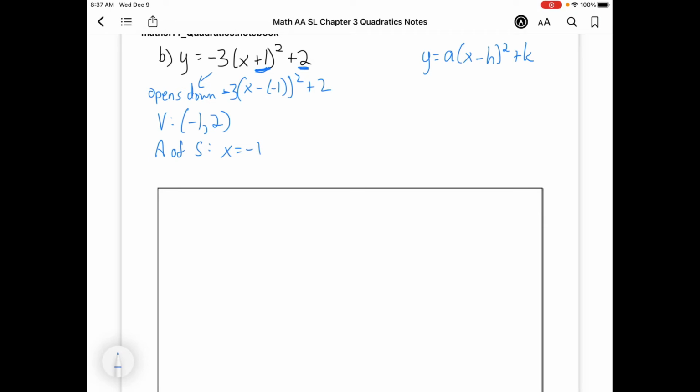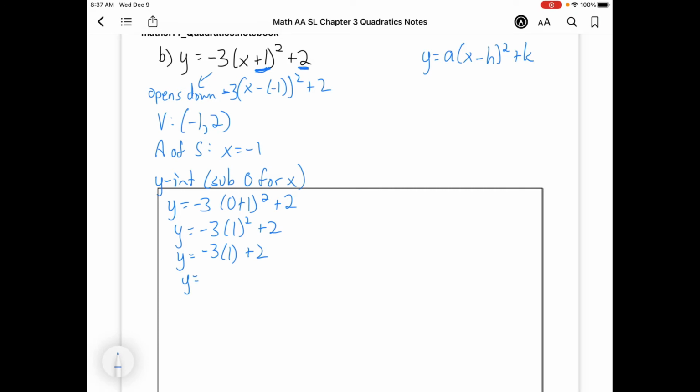And we can find the y-intercept fairly easily. For the y-intercept, sub 0 for x. Okay, and we'll, again, do it carefully. So that would be negative 3 times (0 plus 1) all squared, plus 2. Careful about order of operations here. So that's 1 squared plus 2. 1 squared is just 1, plus 2. So we have a y-intercept at negative 3 plus 2, or negative 1.